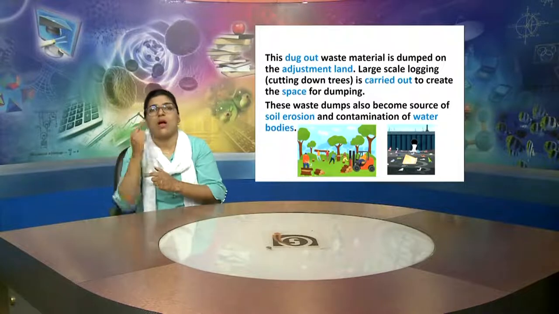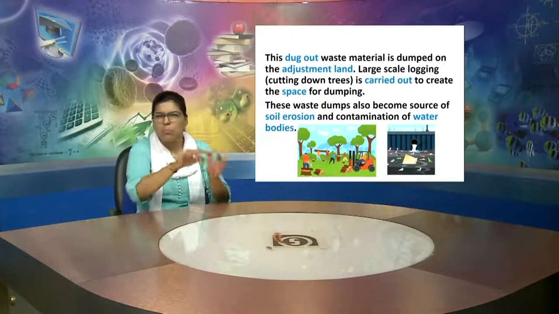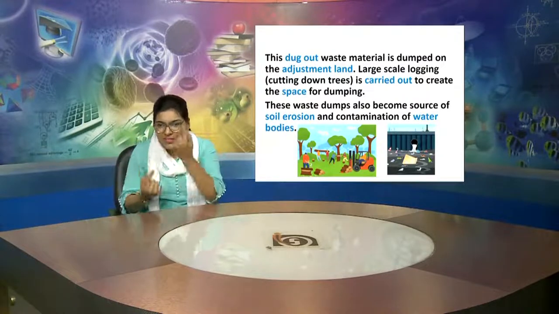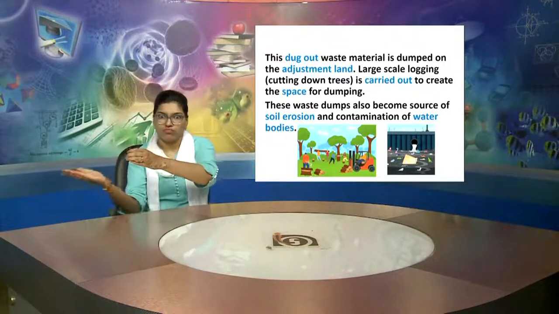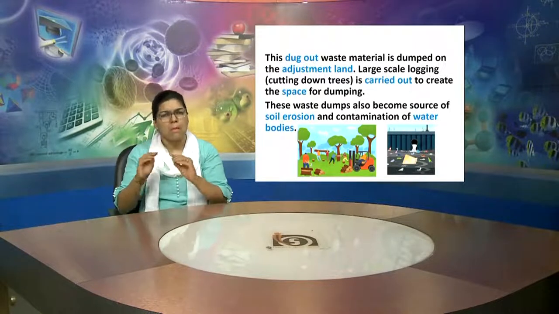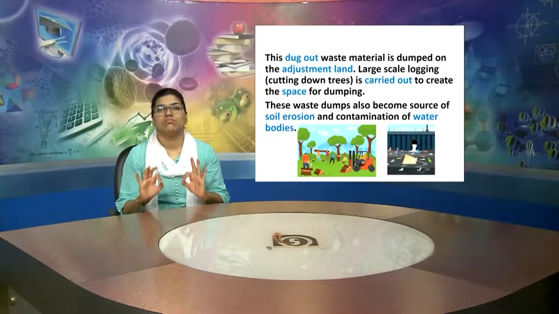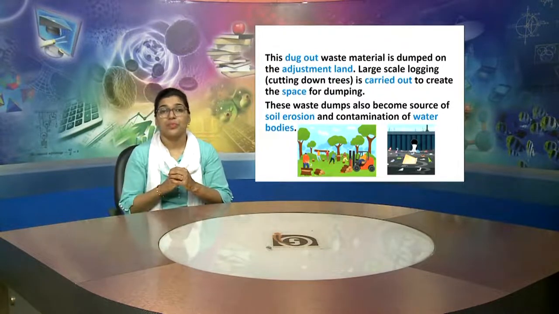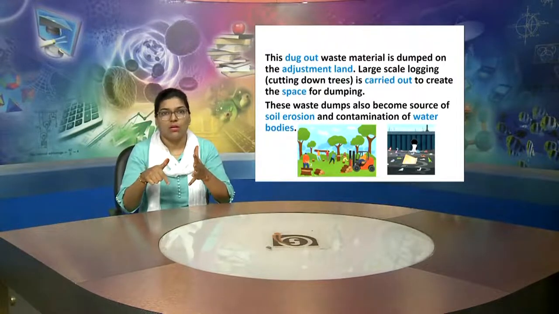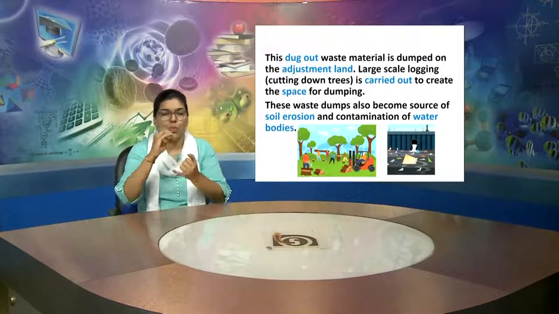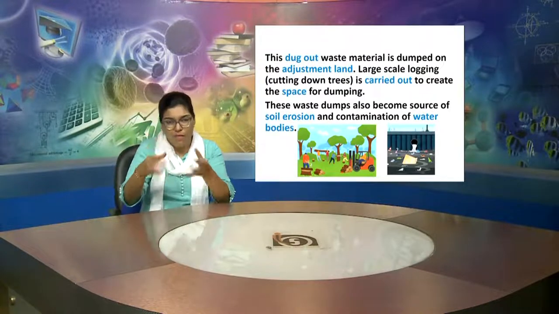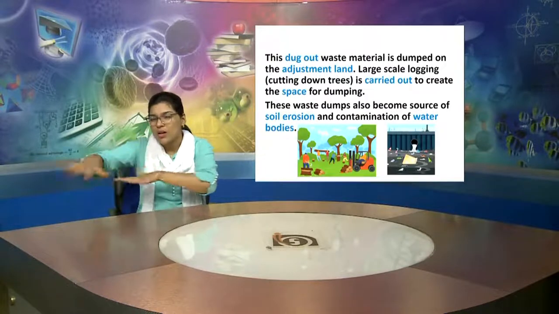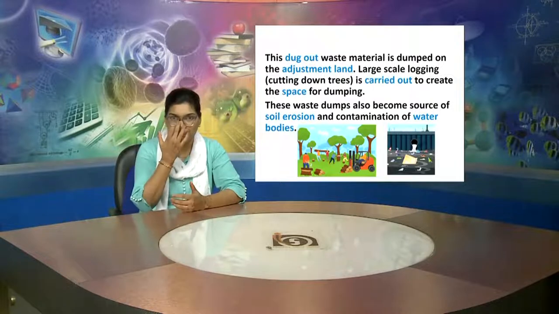which is collected, that is used for dumping them on another ground, or you can say for adjustment of the land which is rough or which is not plain. And also large-scale logging is carried out to create a space for dumping, because we have collected the waste material in a large amount, so to dump that waste material we need a large space, and for that we cut so many trees. So these waste dumps also become a source of soil erosion, and later on it also contaminates the water bodies, because the waste material flows towards the water bodies.